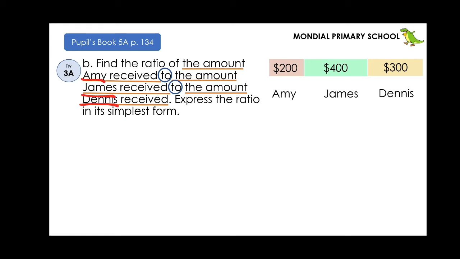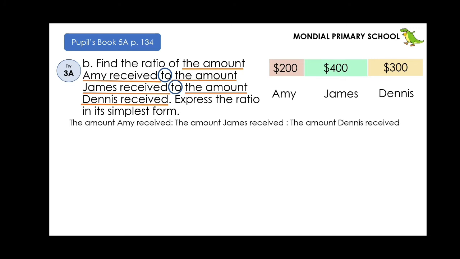So, how much did Amy receive? Amy received $200. Fantastic! How about James? James received $400. Correct. The last one is Dennis. How much money did Dennis receive? Dennis received $300.